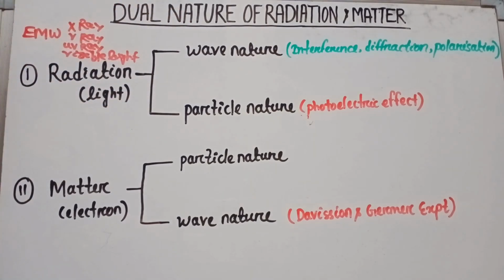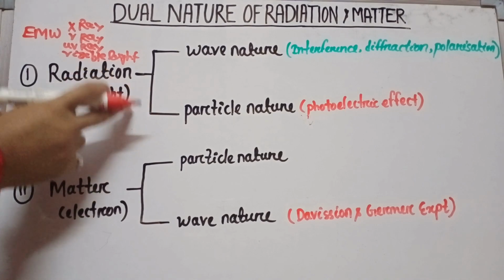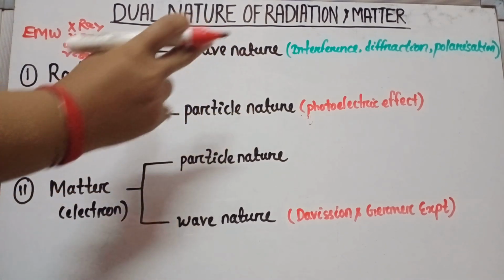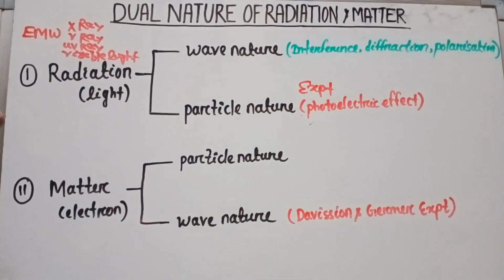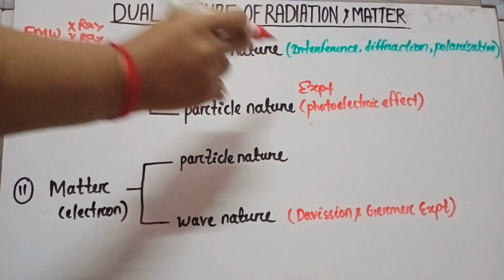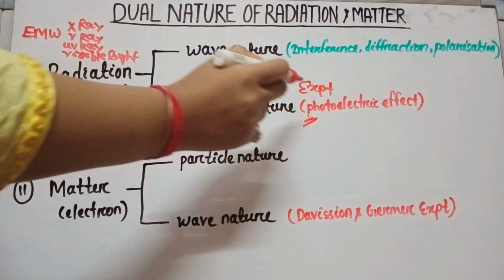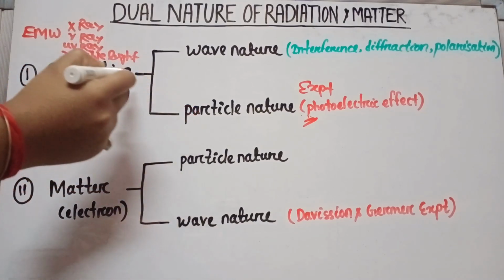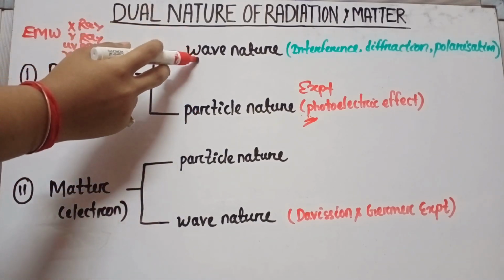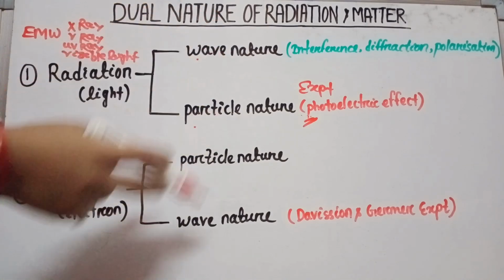Before this, light was discussed as having particle nature in the corpuscular theory. Here we conclude that yes, light has particle nature on the basis of the photoelectric effect experiment. From the photoelectric effect experiment, we conclude that light has particle nature. That means light has both wave and particle nature.